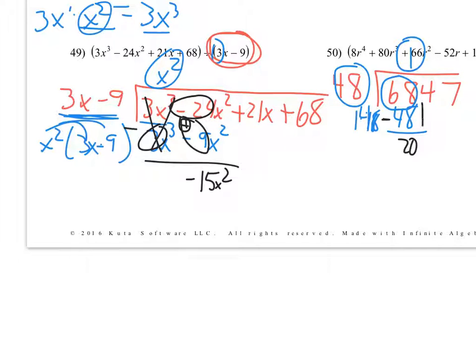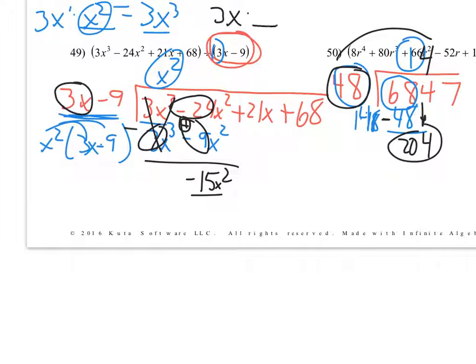Then what did you do over here? You brought the 4 down. And then you repeat the process. You say, how many times does 48 go into 204? It's 4 or 5 times. I think 5 is too much, so it's probably 4. And then you take the 4 times the 48 and you repeat the process. Well, that's what we're going to do here. You say, how many times does 3x go into negative 15x squared? So 3x times blank equals 15x squared, but we're negative. So that's got to be negative 5x.